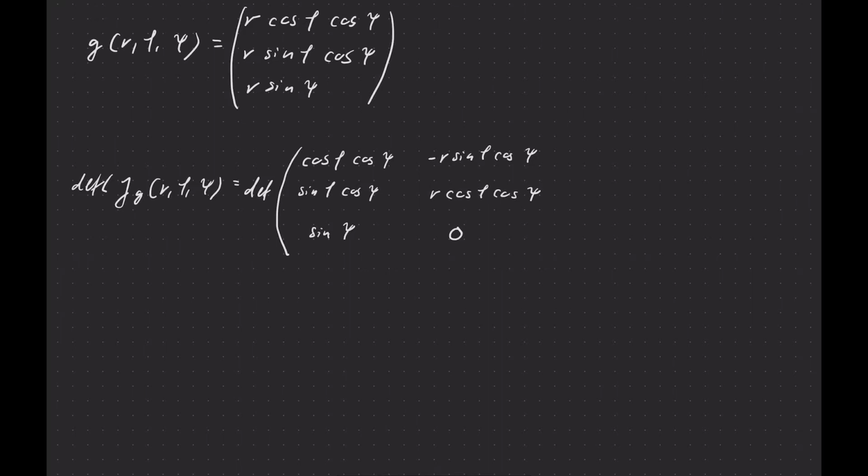And finally we differentiate with respect to psi. For the first row we get minus r cos phi sine psi. Similarly for the second row we get minus r sine phi sine psi. And for the third row we get r cos psi.